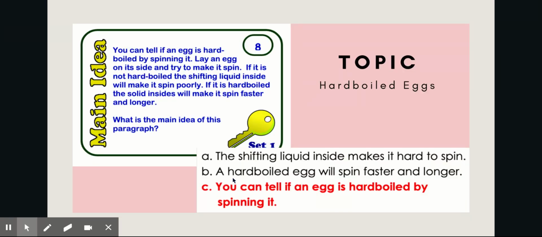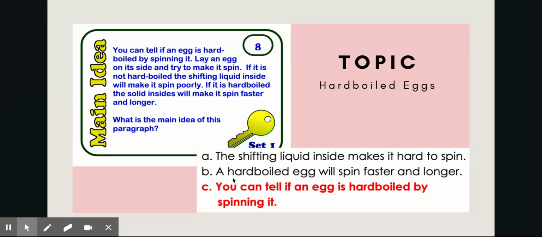So, the topic is hard-boiled eggs in its simplest form. And if you chose C, you can tell if an egg is hard-boiled by spinning it. That is the main idea. You are correct. A, the shifting liquid inside makes it hard to spin.